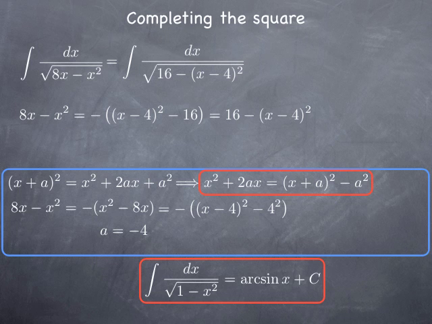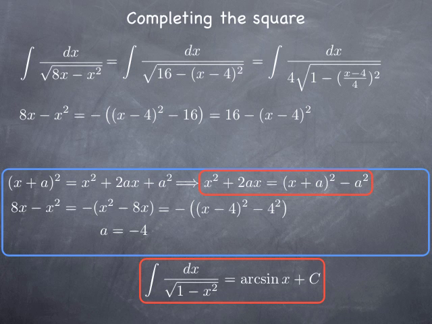That formula gives us arcsine of x as an antiderivative of 1 over root of 1 minus x squared. We still don't have a root of 1 minus a square. We have a constant minus a square. That's not too much of a big deal. We can factor out 16 and then pull it out of the square root. When we pull 16 out of the square root, we're going to get a 4.